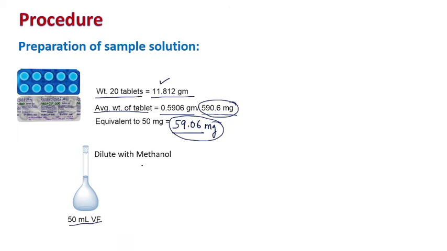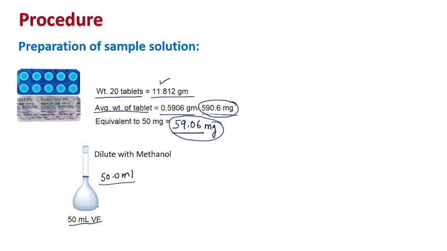Okay, then add 25 ml of methanol and you have to shake this flask. After shaking, you can make up the volume to produce 50 ml. So this is a 50 ml volumetric flask, so you can dilute with the 50 ml to get a final volume of 50 ml. And after you have thoroughly mixed, you can filter that and use the filtrate.